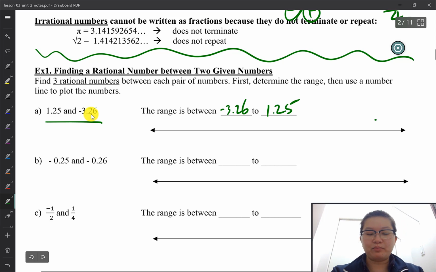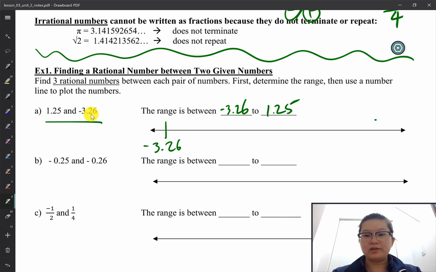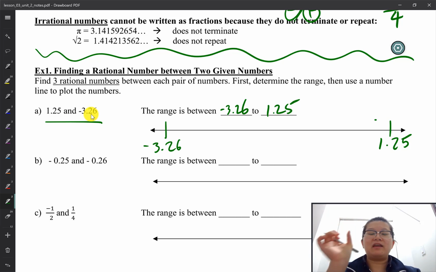What I would do next is I would put them on the number line. I will put negative 3.26 closer to the left side, and assuming going towards the right, I'm going to get larger. I'm going to put 1.25 over here, okay? So now I'm going to find three numbers that will fit on this number line. I will try to do my best to make sure that the intervals are relatively consistent.